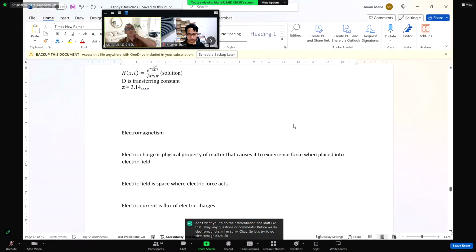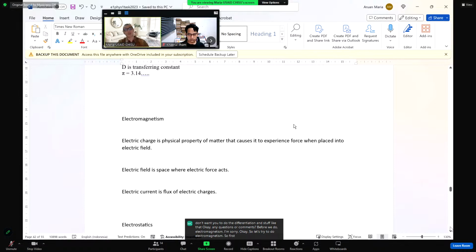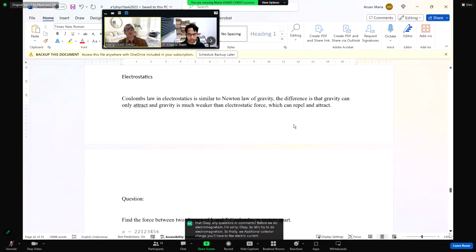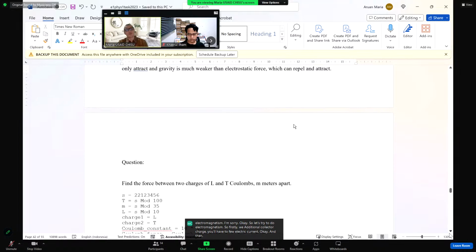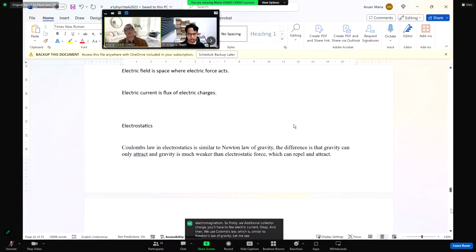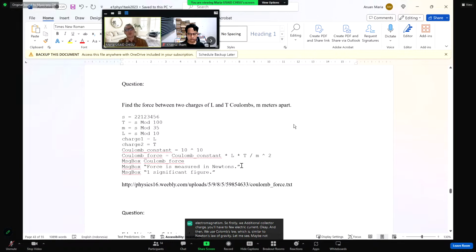So firstly, we start with the definition of electric charge, electric field, electric current, okay? And then electrostatics, we use Coulomb's law, which is similar to Newton's law of gravity. In the code, there is Coulomb's law, right? So Coulomb's constant times first charge times the second charge divided by the distance squared, yeah?